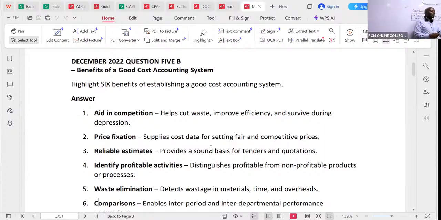That is the same language as asking you the functions of a management accountant. So if you look at this, ladies and gentlemen: highlight 6 benefits of establishing a good cost accounting system. It helps us to cut waste, improve efficiency, and survive during a depression. Remember, a gentleman in management, Michael Porter, said that to survive in any economy as an organization, you either become a cost leader, or you differentiate yourself from the competitors.